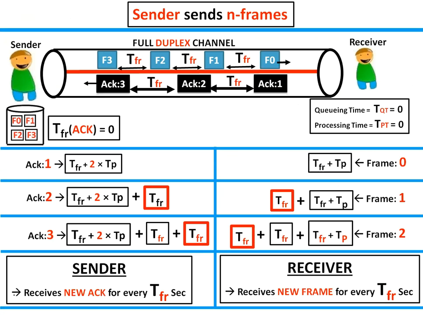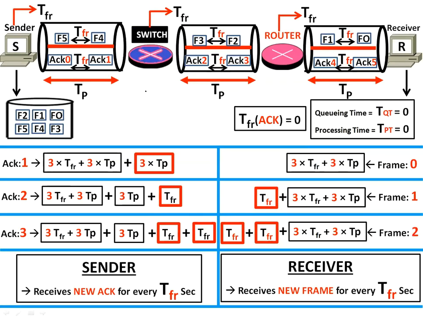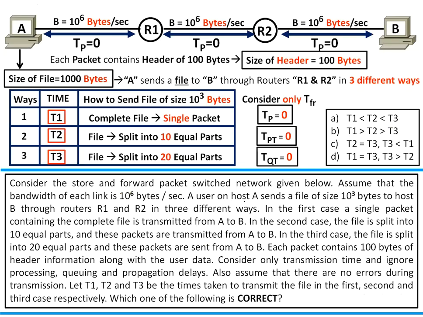You know, after receiving the first frame, every TFR seconds you will receive the next frame. Whether it is directly connected or there are multiple switches or routers in the middle, the logic will be the same. Only the first frame may take different times, but after receiving the first frame, every TFR seconds you will receive a new frame, irrespective of 20 routers or 30 switches in the middle. It doesn't matter. Now let's continue with the concept.